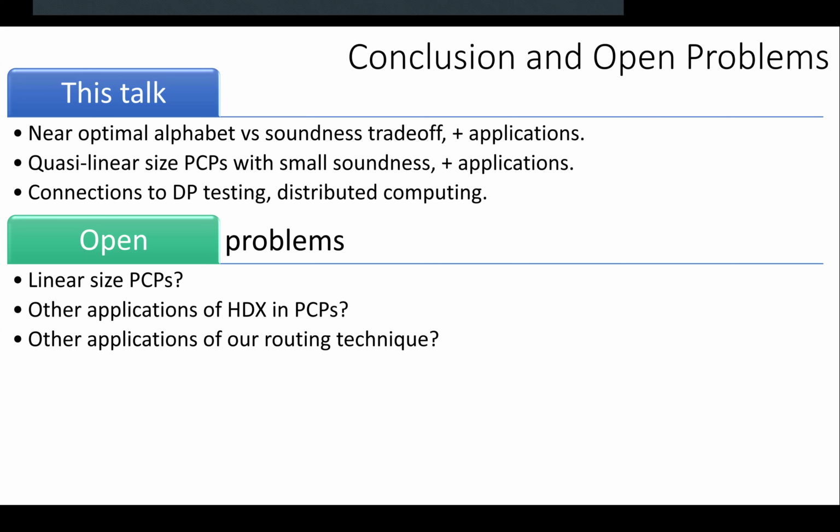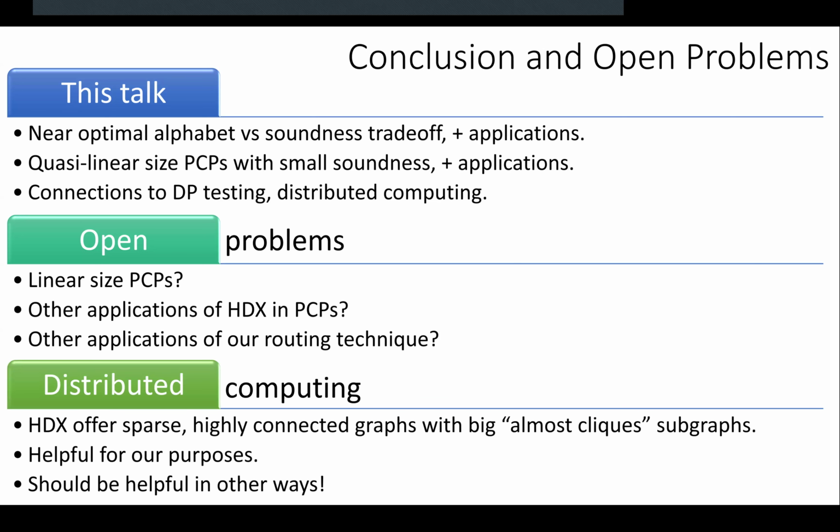So are there any other applications of high-dimensional expanders in PCPs? And in particular of our routing technique? I don't know, I think that there should be. So the one word that I can say here about why high-dimensional expanders are good, as opposed to sparse graphs, is that high-dimensional expanders, while sparse, have large cliques, or large near-cliques. And furthermore, these near-cliques somehow expand between themselves also. This would not occur in a sparse graph.